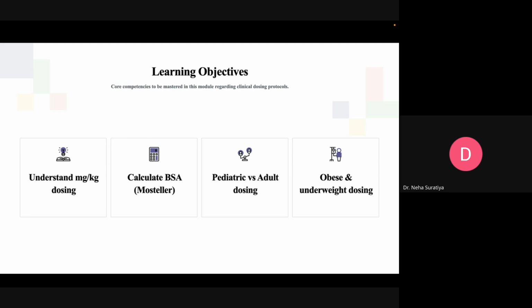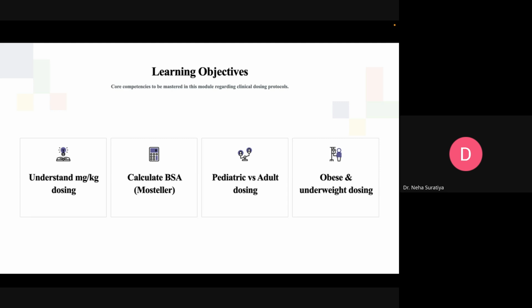And the last is you will be able to understand how to adjust doses in obese and underweight patients. That is also extremely important. You should know the why: why total body weight cannot always be used, and when concepts like ideal body weight, that is IBW, and adjusted body weight, that is ADJBW, are required in particular situations, right? I will let you know what ideal body weight and adjusted body weight are.